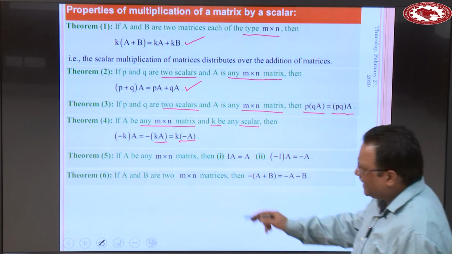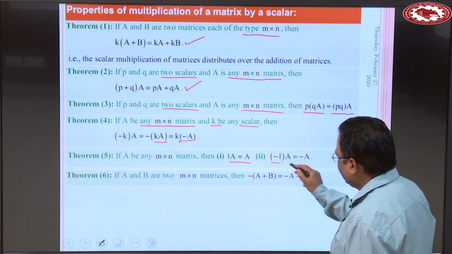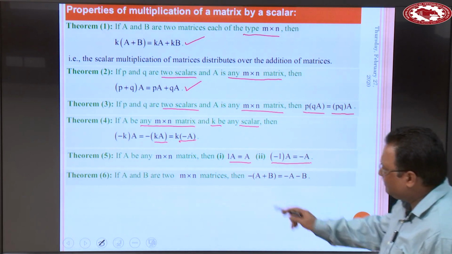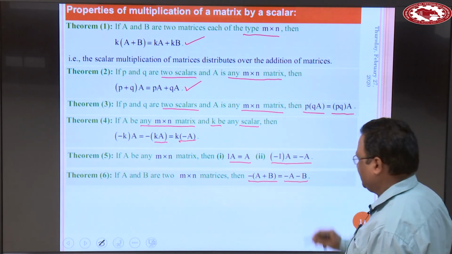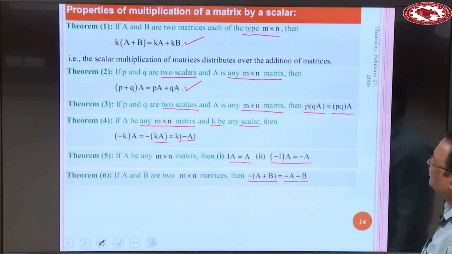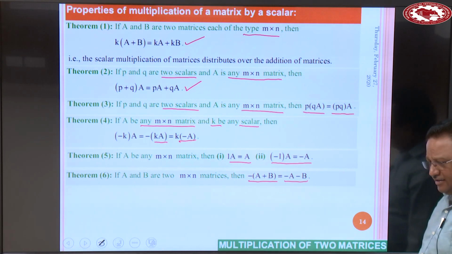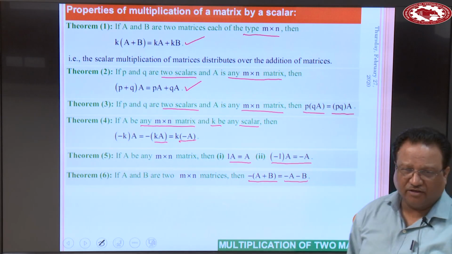And if A be any m by n matrix, then 1A is equal to A and (minus 1)A is equal to minus A. If A and B are two m by n matrices, then minus (A plus B) is equal to minus A minus B. So all these are properties of multiplication of a matrix by a scalar. Then very important definition, multiplication of two matrices.